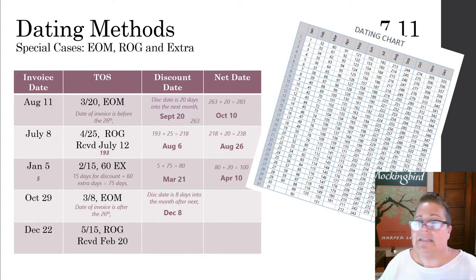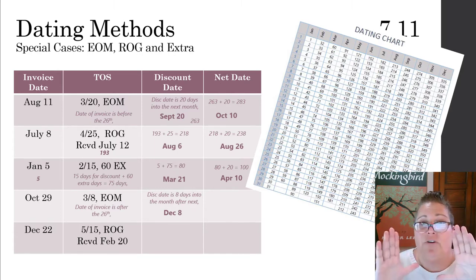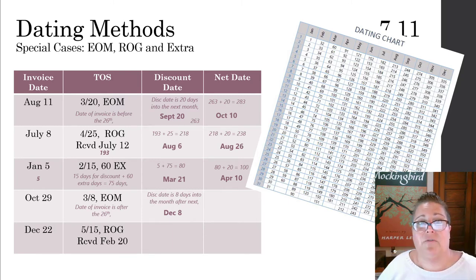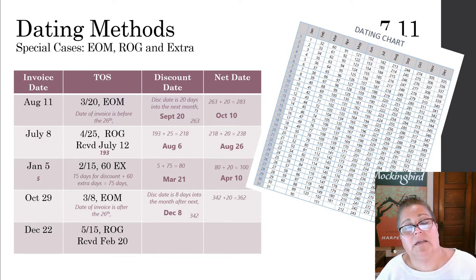My net date, there's no net mentioned in any of these dates. So I get default position 20 days from the discount. 20 days from December 8th would give us December the 28th.